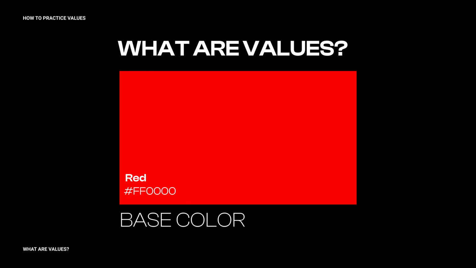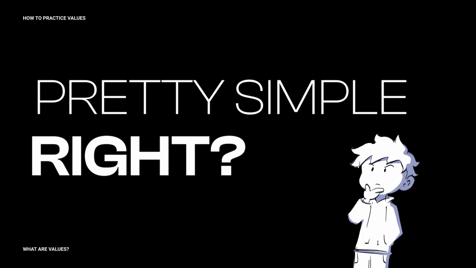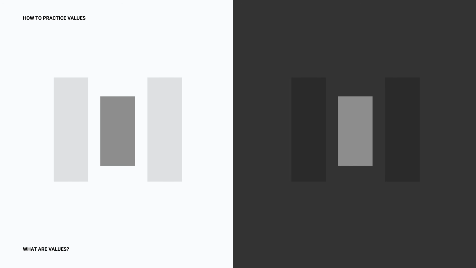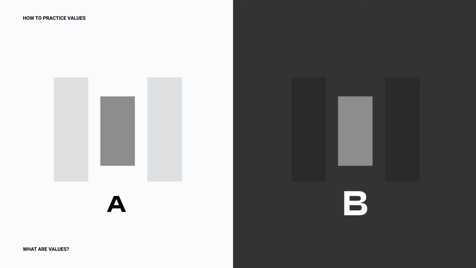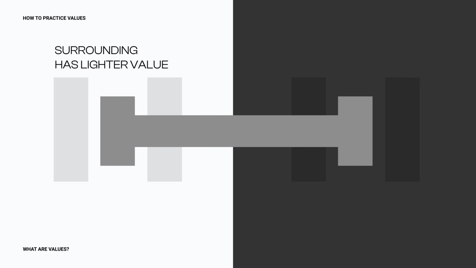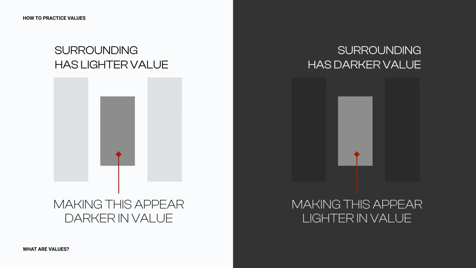What are values? Values refers to the lightness or darkness of a color. Pretty simple, right? Well, not quite. For instance, which gray do you think is lighter, A or B? If you answer B, then you are 100% wrong because A and B actually have the same value. But since the surrounding values are different, it changes the perception of the viewer that one is lighter and the other is darker. That is why it is very important to look at the relationship of each value instead of looking at it independently.